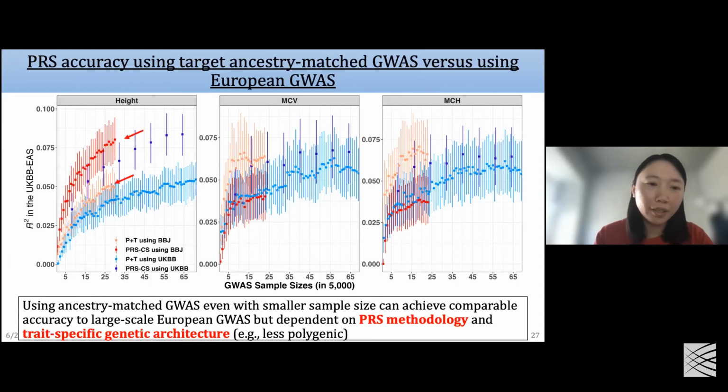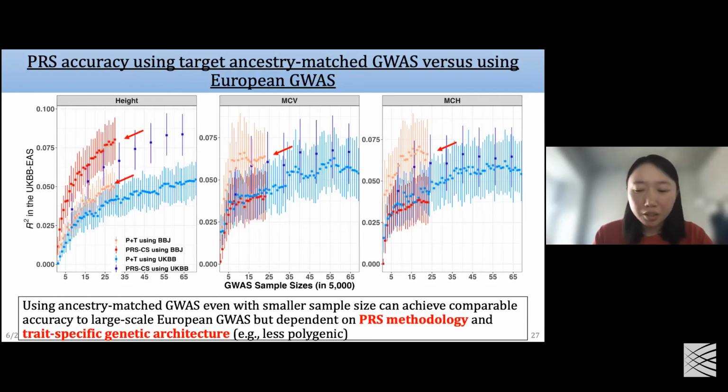As pointed out here for height, both P+T and PRS-CS in BBJ perform comparably to large-scale European GWAS. And we found the same for MCV and MCH, but only for P+T. I need to highlight here, as I just showed, that these two traits present quite a sparse genetic architecture, so the polygenicity is small.